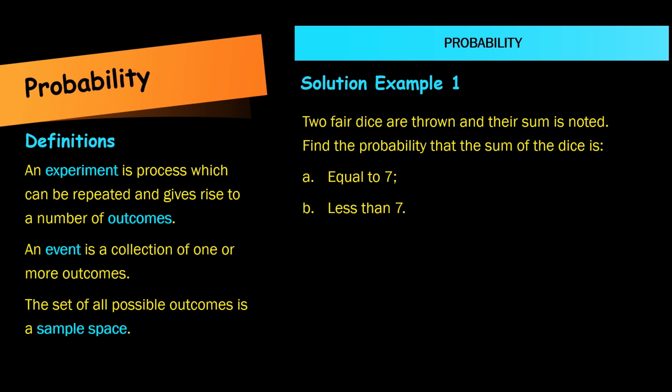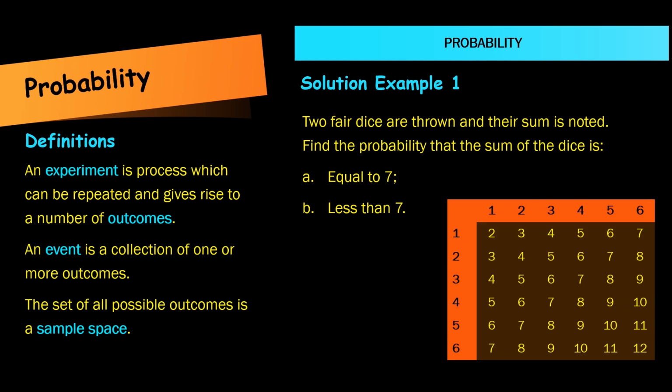So let's solve this. 2 fair dice are thrown and their sum is noted. Find the probability that the sum of the dice is equal to 7, this is part A, and for part B, that the probability is less than 7. So let's create this table. This gives the sum of all the possible outcomes. So for example, if we throw a 2 and a 3, we have a sum which is equal to 5, and that's written here as shown in the table.